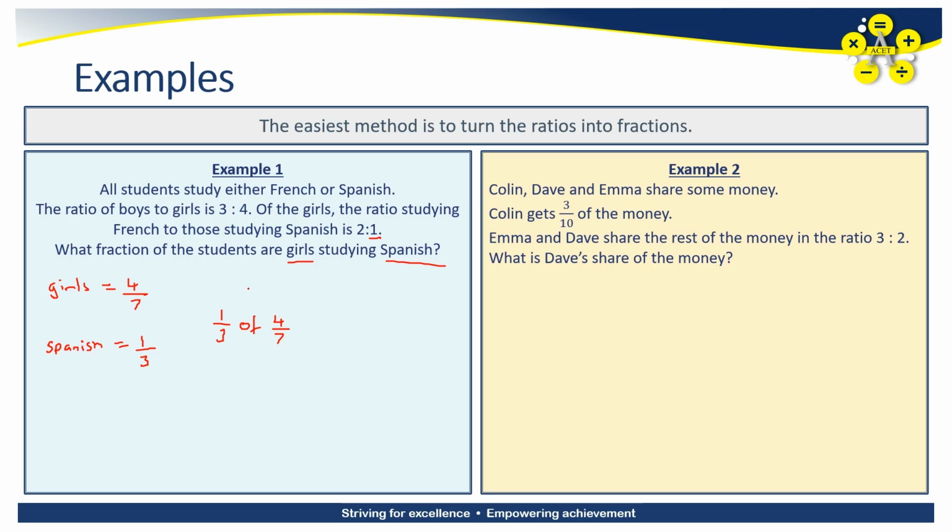Now, in math speak, this word of is the same as multiply. So what we're asking you to do is a third multiplied by 4/7. Now, we love multiplying fractions. Remember to do so, we just multiply across the numerator and the denominator. So 1 times 4 is 4, 3 times 7 is 21. I can't simplify this fraction in any way. So I've answered my question.